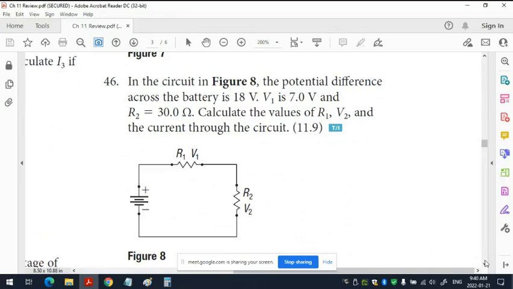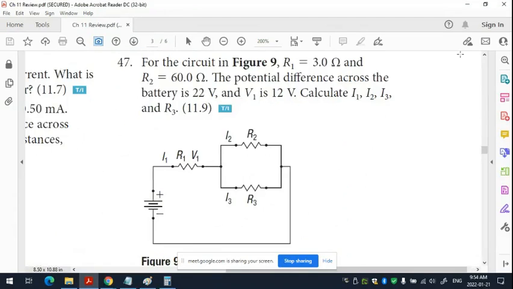What do I know through R1 or across R1? Exactly. I know the voltage of V1, which is 7. And I just found out the what? The amperage through the whole thing. So now I'm going to divide what? V1 divided by the new amperage to give me the what? How big R1 is. Okay.